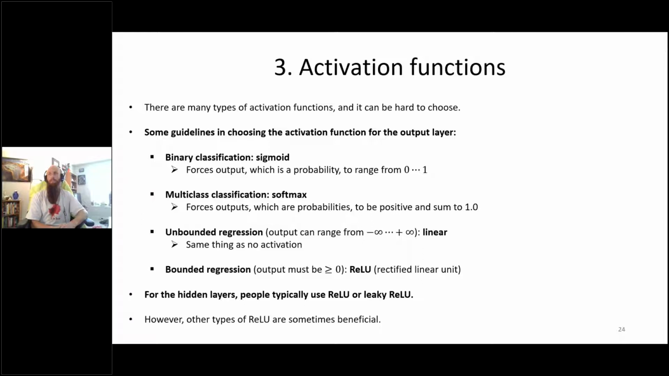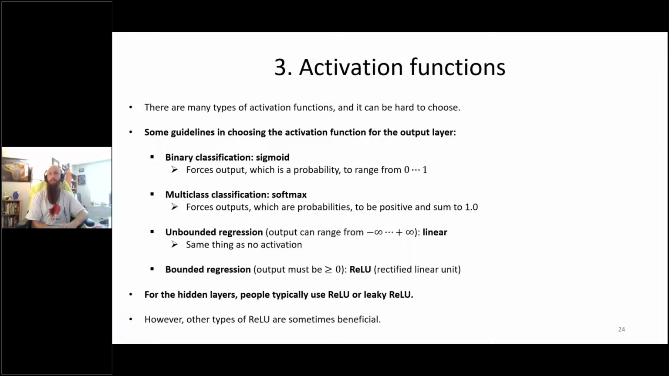So for the output layer, it really depends on what type of prediction task you have. That'll determine what activation function you want to choose. If your prediction task is binary classification, you almost always want to have a sigmoid activation function at the end, because sigmoid pushes the output to range between 0 and 1 so that it can be interpreted as a probability. And you'll see that in some plots on the next slide as well.